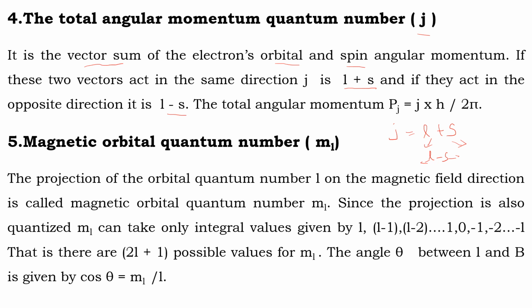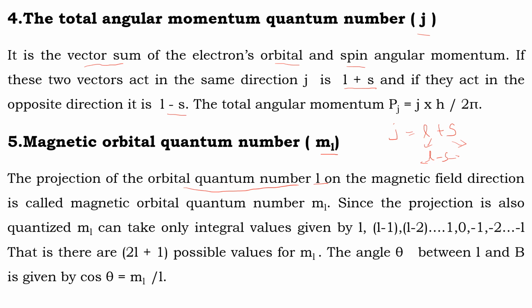Next is the magnetic orbital quantum number. This represents the influence on an atom under the action of an external magnetic field. When an atom is placed in an external magnetic field, the orbital angular momentum L precesses about the direction of the magnetic field, and this precession is called Larmor precession. This magnetic orbital quantum number is represented by ml, and ml can be represented as the projection of the orbital angular momentum L on the magnetic field direction.